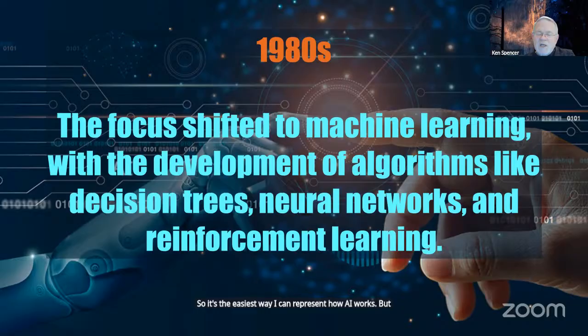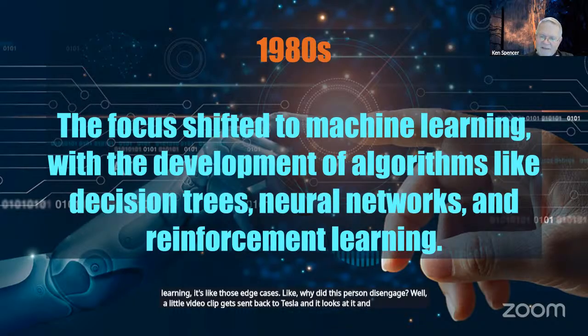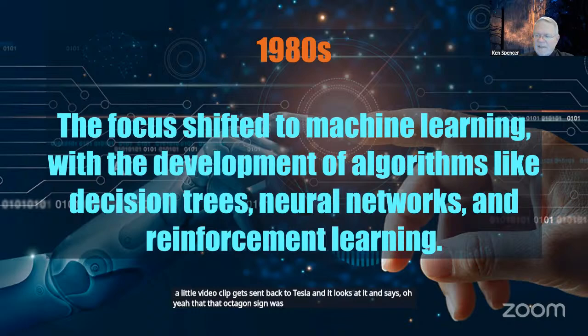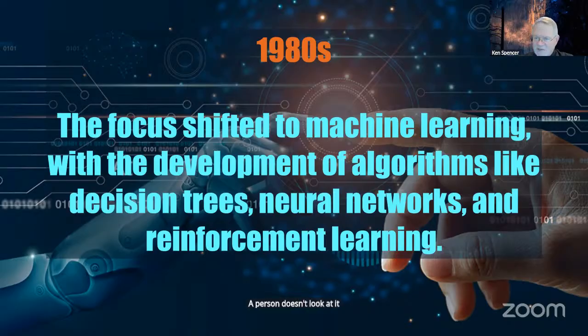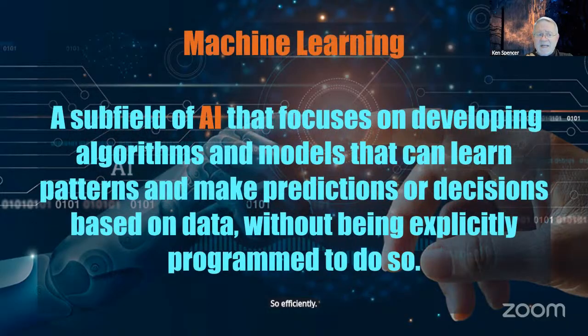But again, machine learning, it's like those edge cases. Like, why did this person disengage? Well, a little video clip gets sent back to Tesla, and it looks at it and says, oh yeah, that octagon sign was bent a little bit and it didn't look like an octagon. So a person doesn't look at it because there's too much of it. There's 2 million miles of information coming in every day. And so the machine has been taught to look at it, and it can do it so quick, so efficiently. And it's data. Data is the king.